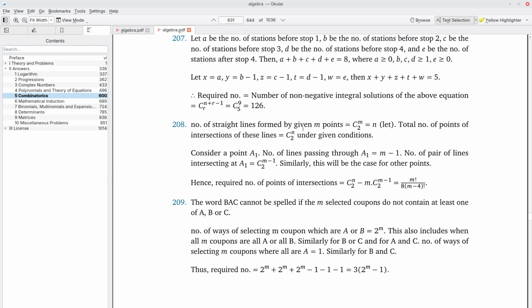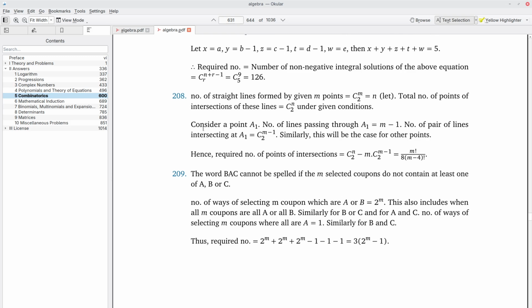Number of straight lines formed by given m points will be MC2. Total number of points of intersection of these lines would be MC2 under given conditions. Now we consider a point A1. Number of lines passing through A1 would be m minus 1. Number of pairs of lines intersecting at A1 would be m minus 1 C2. Similarly, this will be the case for other points. Therefore, the required number of points of intersection is MC2 minus m multiplied by m minus 1 C2, that is m factorial by 8 multiplied by m minus 4 factorial.